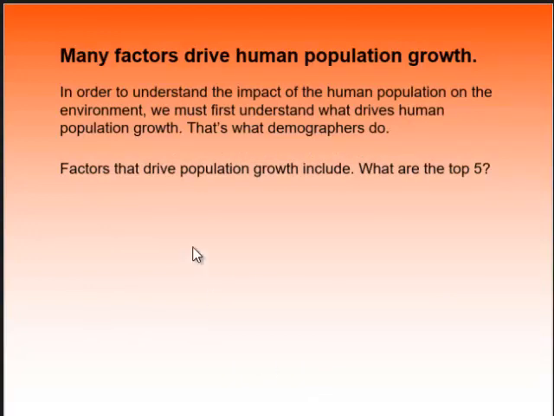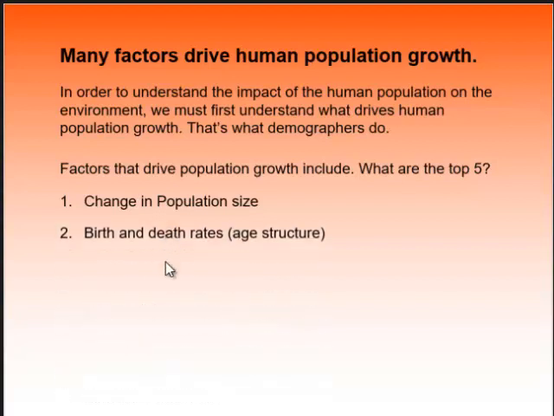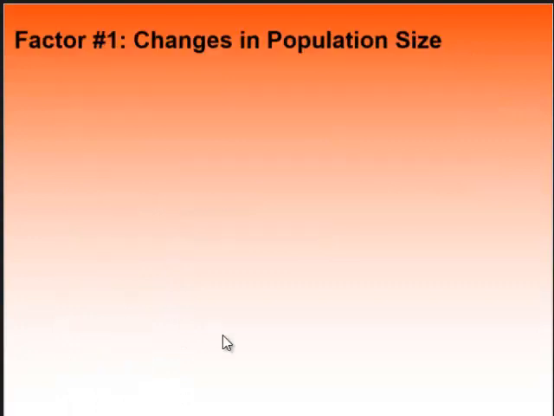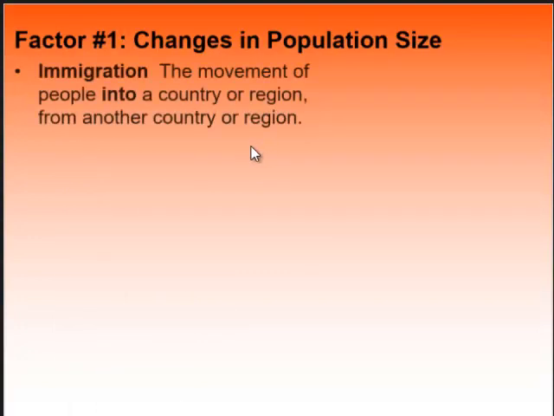All right, so there's a top five list of factors that actually drive population growth. What are they if one of them is the change in population size? What this means is if you have a bigger population, the population growth will increase more quickly. What are the other four factors that drive population growth? You can pause and guess and then play again. So birth and death rates, fertility, life expectancy, and migration. We'll talk about each of them, starting with changes in population size.